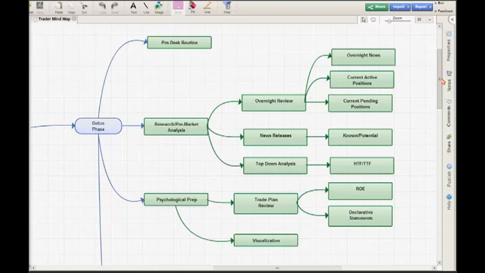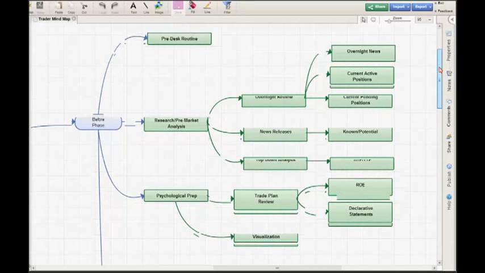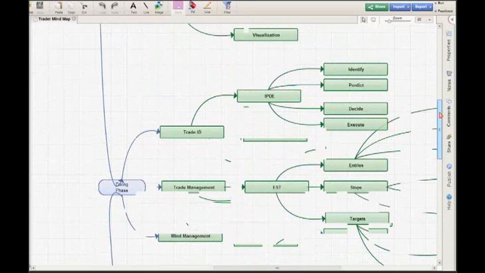Then we roll down into psychological prep, which is your trade plan review, our rules of engagement, your declarative statements, and your visualization stuff that you're going to do. Every single major trading firm on the planet, the successful ones, heavily emphasize visualization. And we cover that as well in the trade plan that we help you develop inside the program.